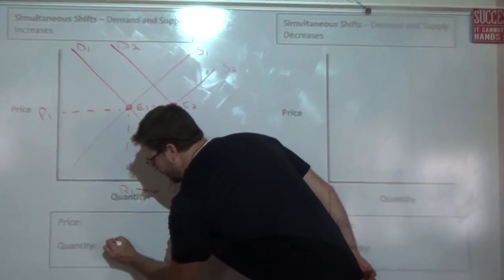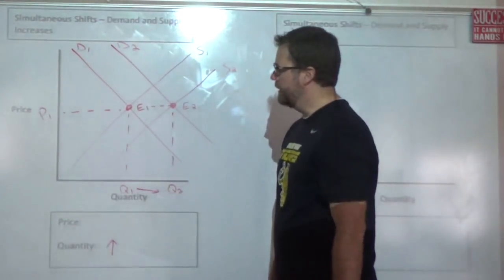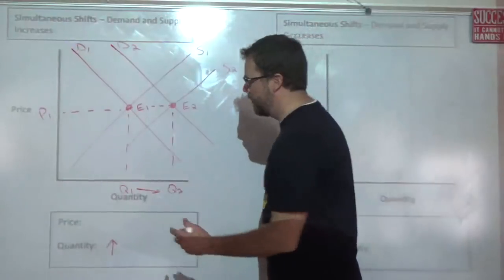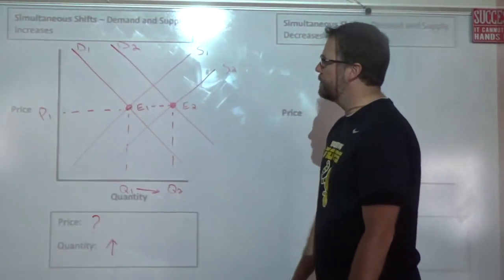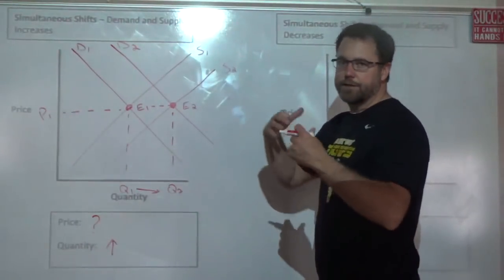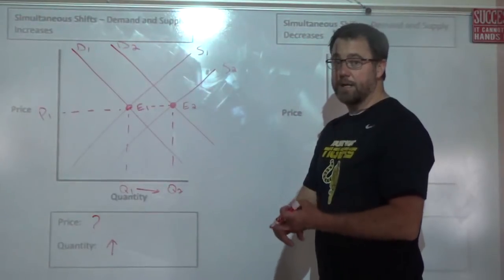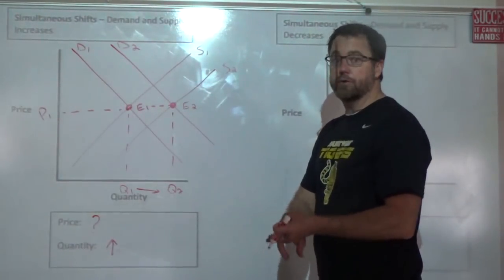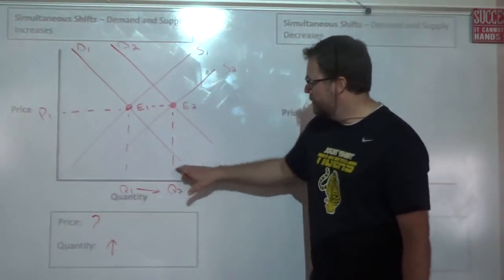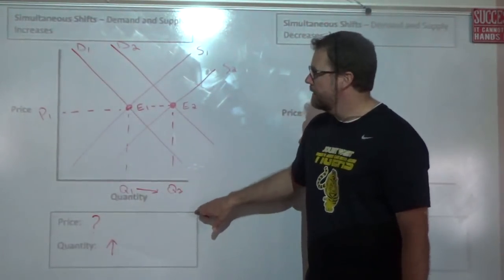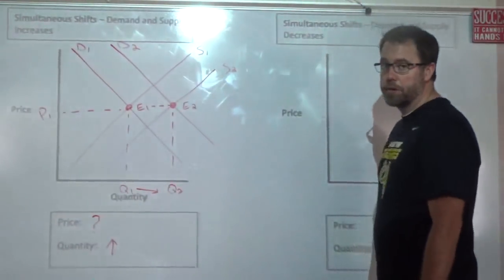So I got an increase in quantity, and I see that my new price equilibrium lines up pretty close to the original. So price would be our unknown in this scenario. Not really sure what will happen to price. If as a market, as a society, we're demanding more of the product, and at the same time the producers supply more to the market, we know there's going to be more out there for sale and for us to buy, but prices might just stay the same. They may not necessarily go up or down.